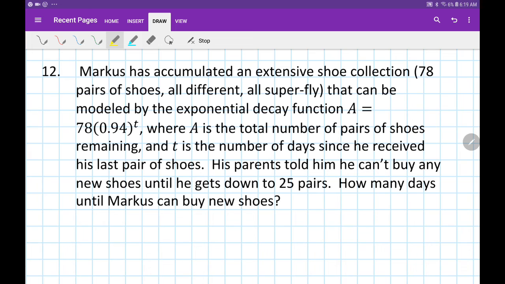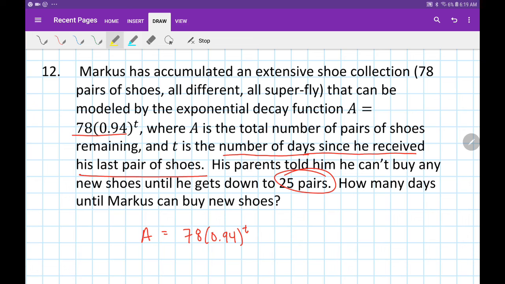Okay, number 12. Marcus has accumulated a shoe collection. So there are 78 pairs of shoes, all different, all super fly, that can be modeled by this function right here: A equals 78 times 0.94 to the power of t, where A is the total number of pairs and t is the number of days since he received his last pair of shoes. His parents said he can't buy any new shoes until he gets down to 25 pairs. So how many days does he have to wait?